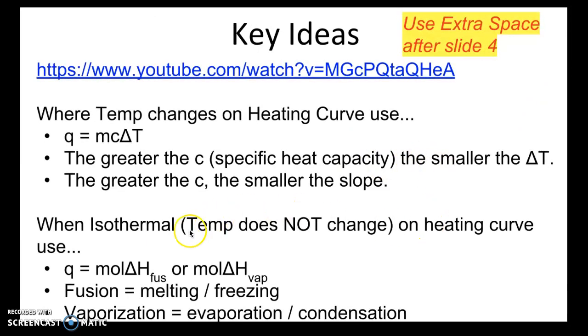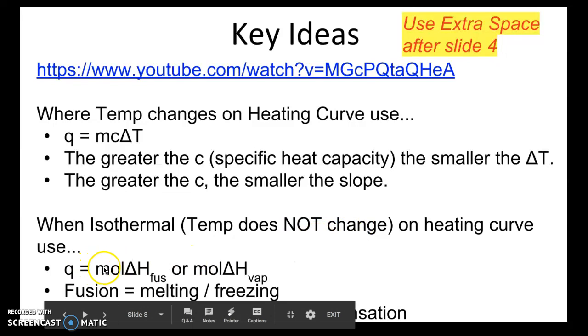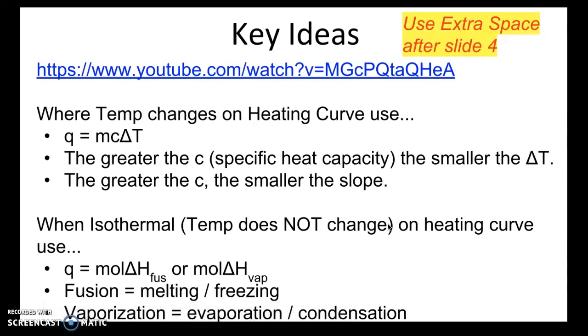Okay, next one. When isothermal, what equation do you use? Isothermal means temperature does not change. Iso means same. So when the temperature does not change on the heating curve, that's when you're going to use the heat is equal to the moles times either delta H of fusion or moles times delta H of vaporization. The fusion is where it's melting, and vaporization is when it's boiling or condensing. So those are some key ideas. Again, if you would like, you can pause the video and record these key ideas on the extra slides.